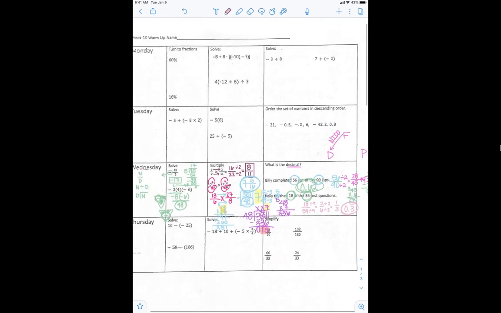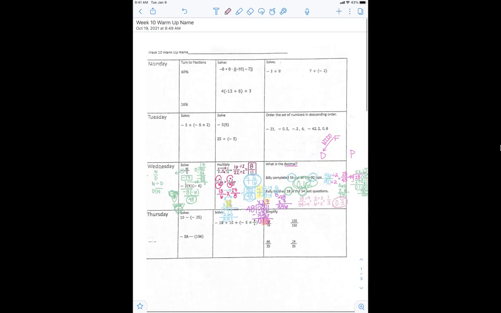There's a lot of work on those warm-ups today. Geez, you probably needed another sheet of paper for that.